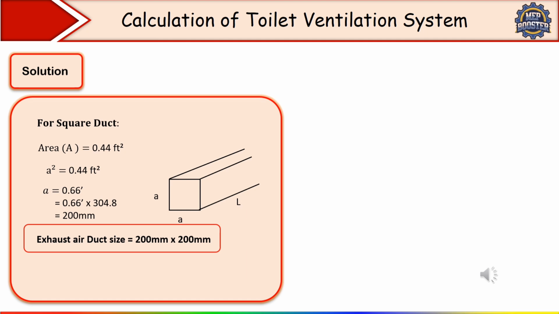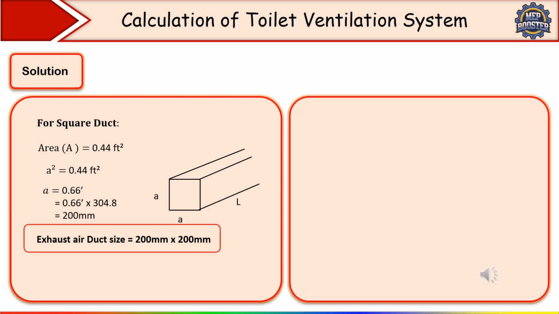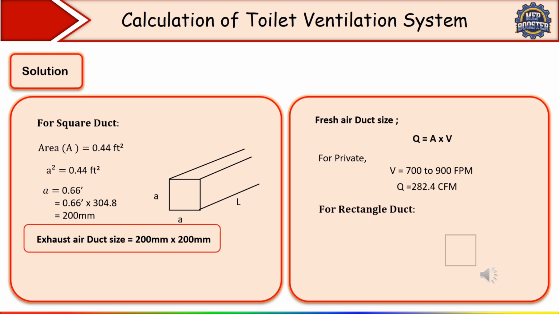Same thing, if you want to calculate the size of the fresh air duct, you again have to calculate the area of that duct first, because the Q value, the airflow rate value, is different. So now see the fresh air duct size. The formula is the same, Q is equal to A V. Here the velocity we take is the same, 700 to 900 fpm, but the Q value we take is 282.4 cfm, which we calculated as 80% of the exhaust air duct. Put all these values and you will get the area.